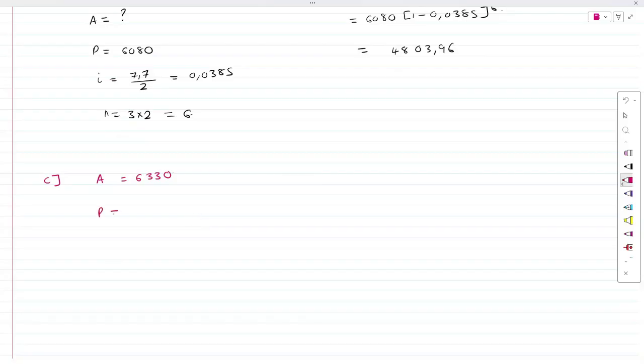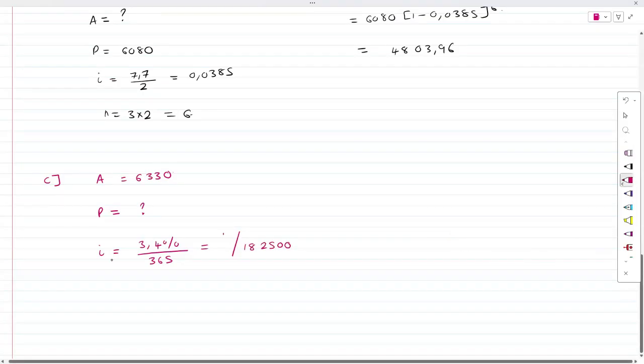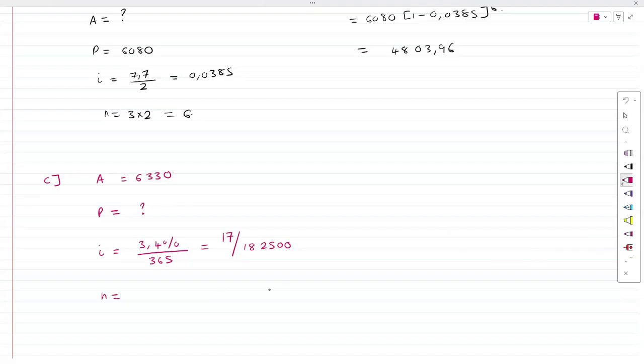P, which is unknown. I, which is 3.4% divided by 365, which should give you 0.0000931, right? Because it's daily. And N, which is 4 times 365. Now 4 times 365, if I'm not mistaken, should be 1460.